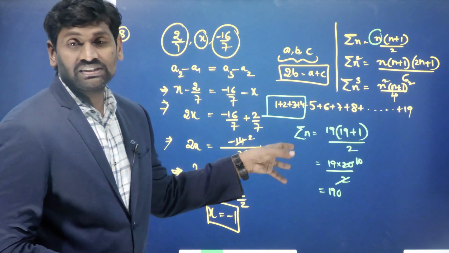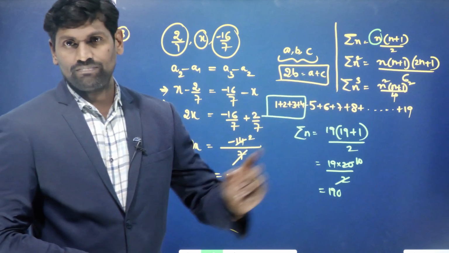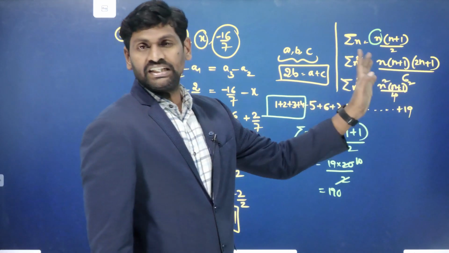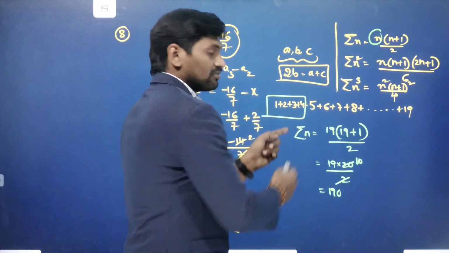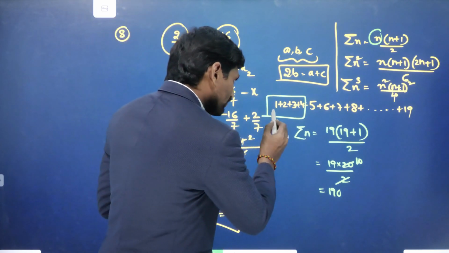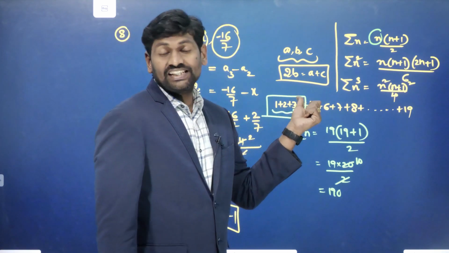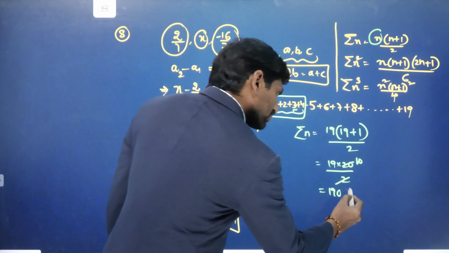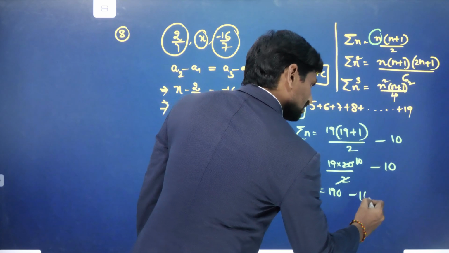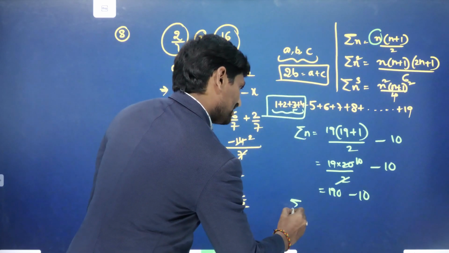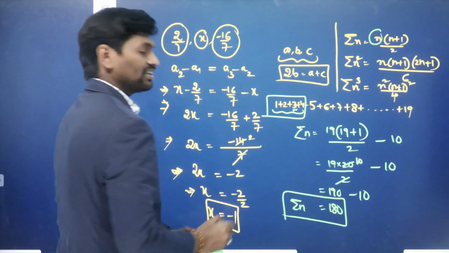So this is the sum of first 19 natural numbers. But actually the problem is given from 5, not from 1. So what are these 4 numbers? Add them: 1 plus 2 is 3, 3 plus 3 is 6, 6 plus 4 is 10. Now I subtract 10 from the entire solution, so we get sigma n equals 180. This is our required answer.